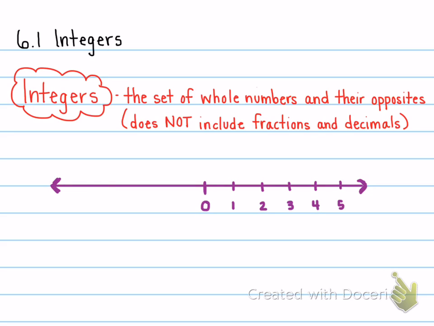Then the numbers to the right of 0 on a number line, those are your positive numbers. They are numbers to the right. We call them positive integers. When you go to the left on the number line, those are your negative integers.